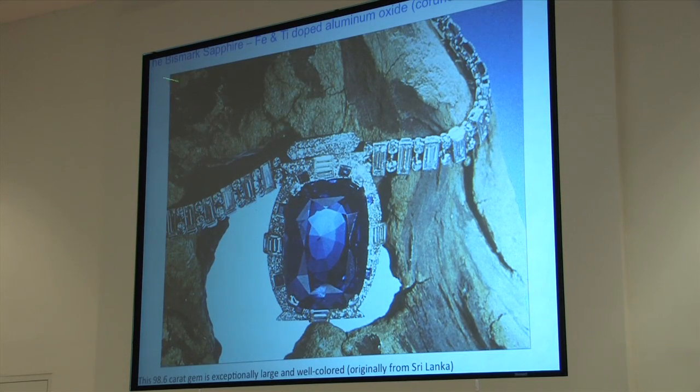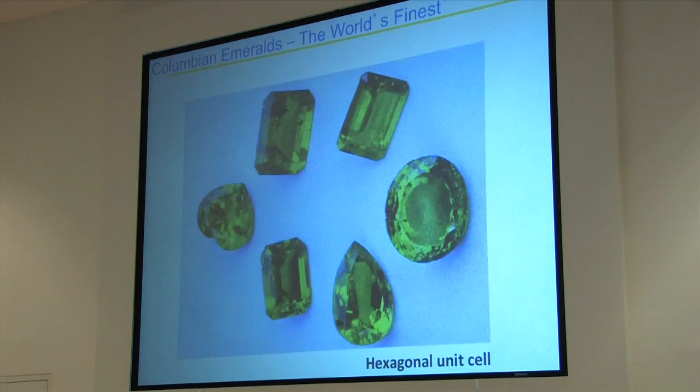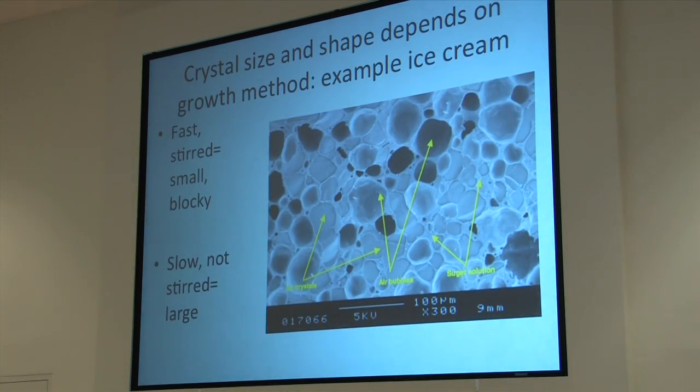And this is the Bismarck sapphire. I think this is also in the Smithsonian. So again, that's Al2O3. Here are some emeralds, hexagonal unit cell, and these are of the beryl family. So these have beryllium in them, and I believe iron and titanium are the impurity, the defect, that makes them have a beautiful color.